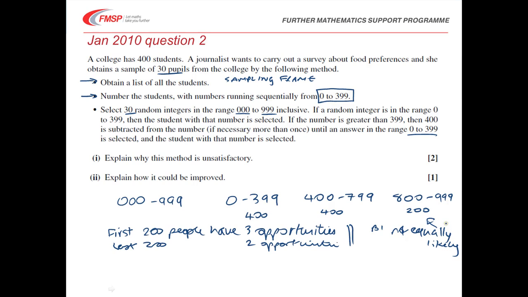How can it be improved? Well, quite simply, you just ignore these people here. So if you get a number that's 800 or above, you just ignore it. There's nothing wrong with doing that. But what it does mean is you're using the numbers as effectively as you can, and everybody has an equal opportunity of being selected. So that's quite a nice question, and it's quite typical about getting you to think about how sampling techniques work.